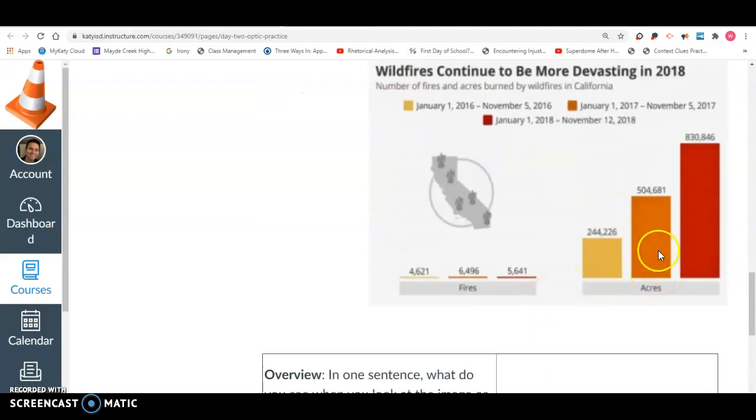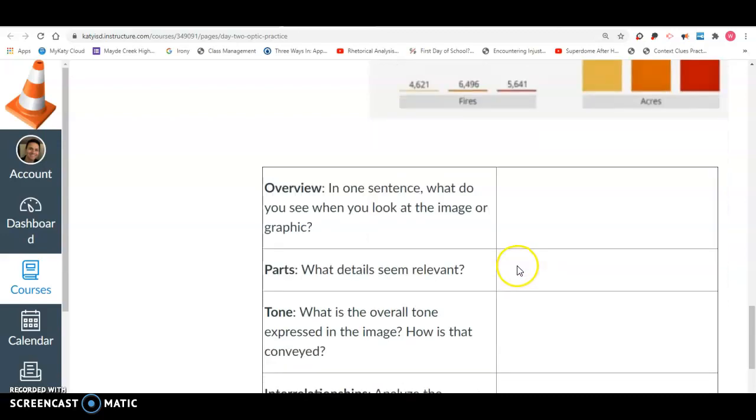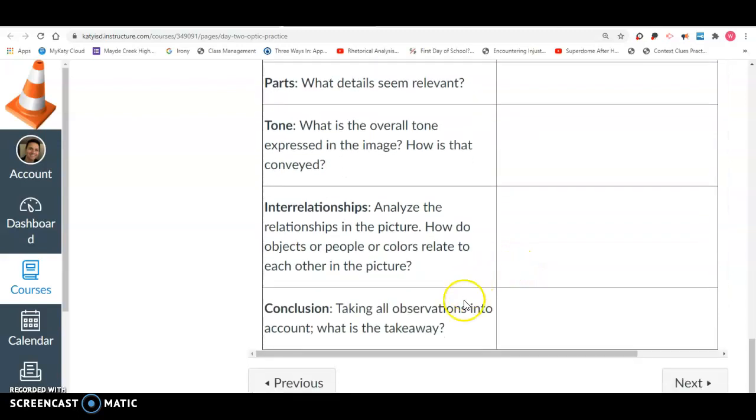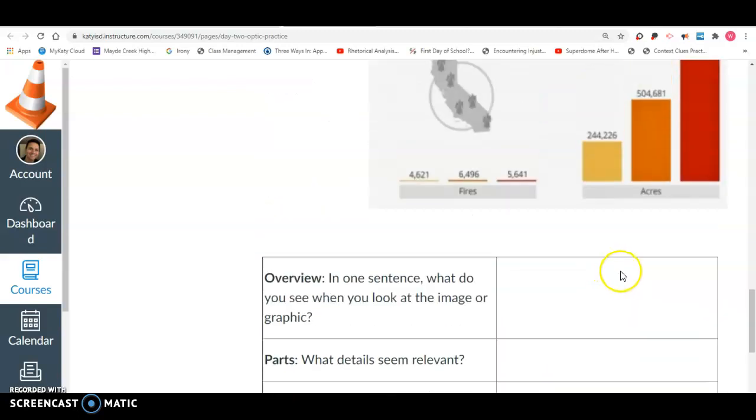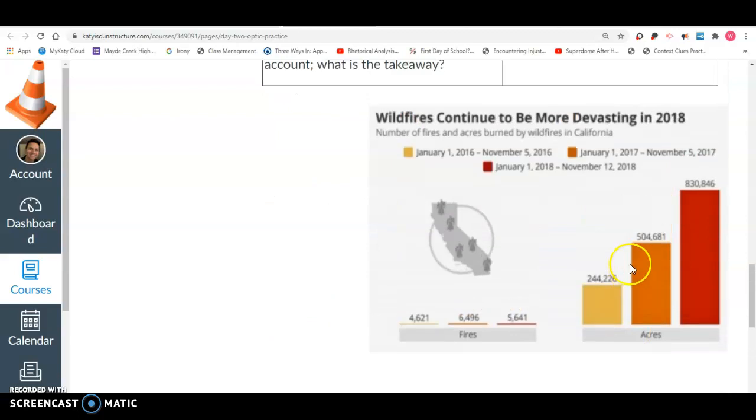Interrelationships. We got the different colors. We have the image of California. The fires are everywhere in California, from north to south and in between. Conclusion. What's the big takeaway? California is under fire, and it's continuing at a quick pace, and it still happens today in 2020.